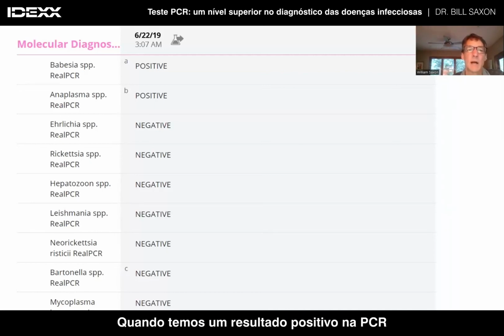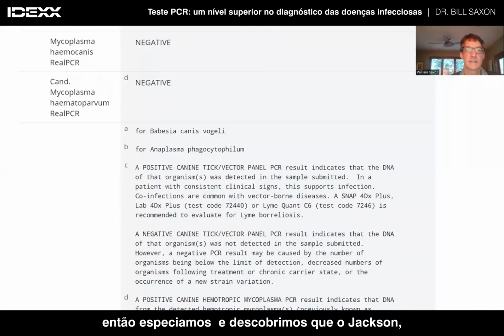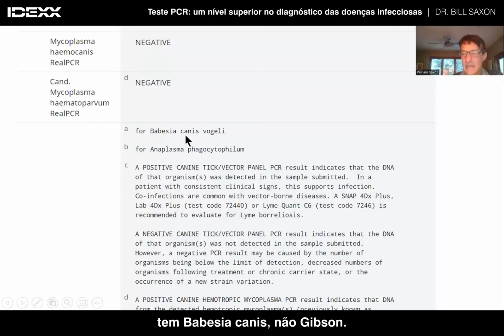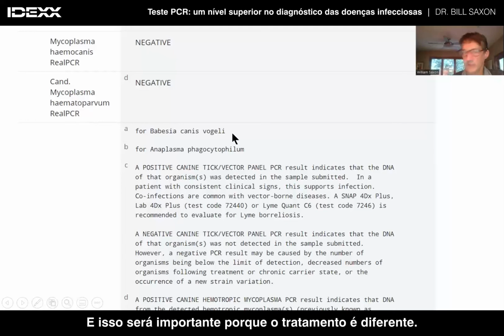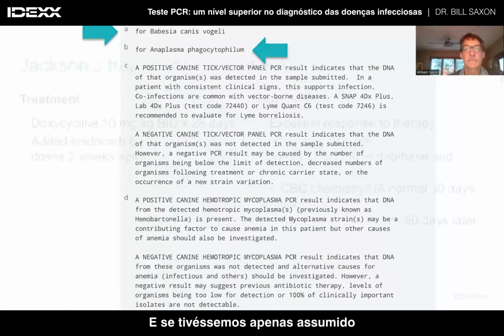Now, when we have a positive result on PCR for a Babesia at this genus level, then we speciate, and found that Jackson has Babesia canis, not Babesia gibsoni. Okay, and that will be important because the treatment is different, of course. So we have a co-infection.